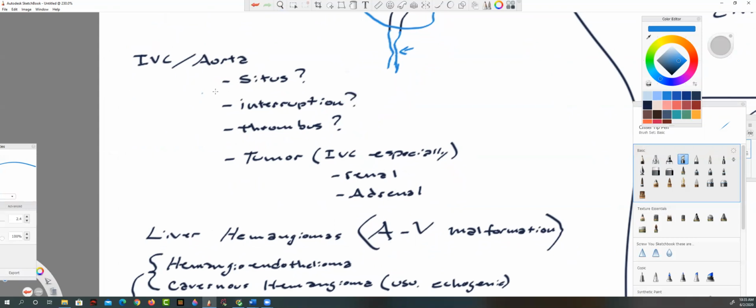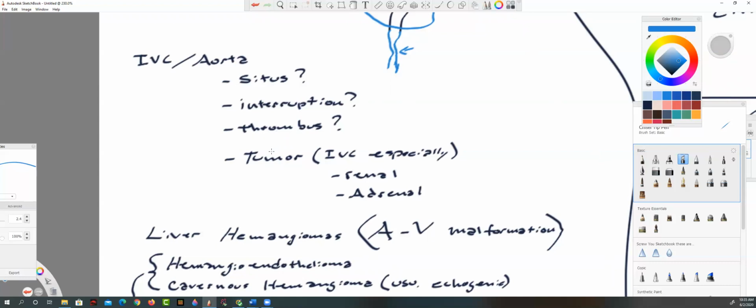In general, with IVC and aorta, when we're looking at babies, let's look at the situs. Does it make sense? Is the aorta on the left? Is the IVC on the right? They can be perfectly switched over, in which case it would be like a situs inversus totalis, or there could be situs ambiguous going on as well. With situs ambiguous, there could be an interruption. So the IVC comes up and stops, and you end up having 3 hepatic veins going directly into the heart without an IVC. So that is a possibility, and we just pay attention to those kinds of things.